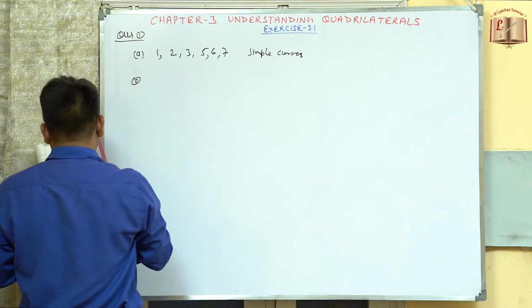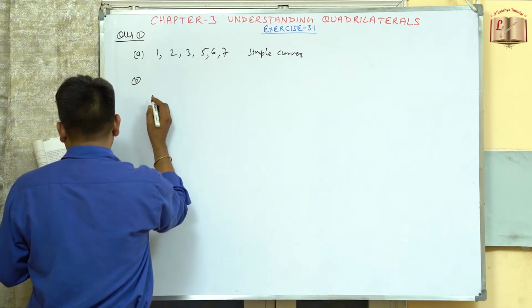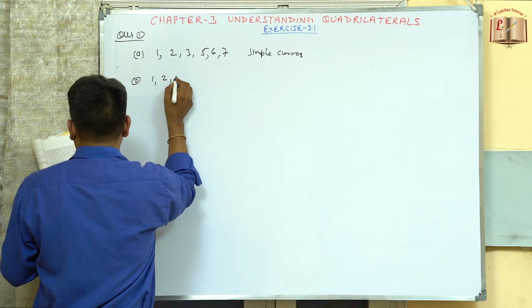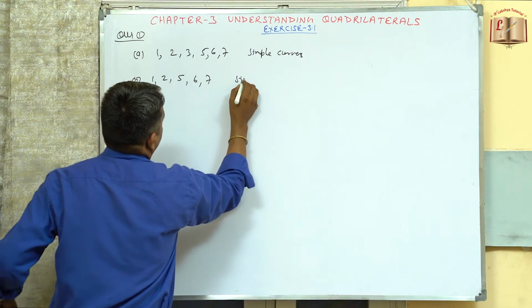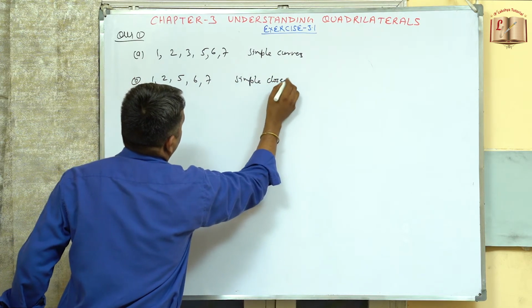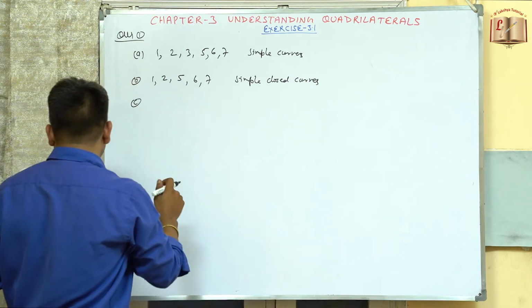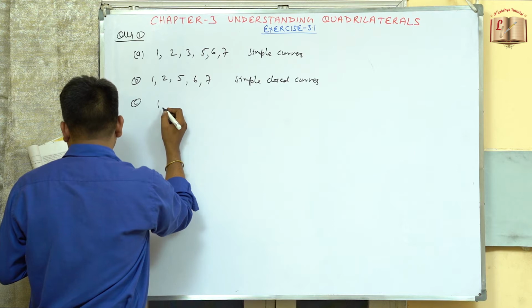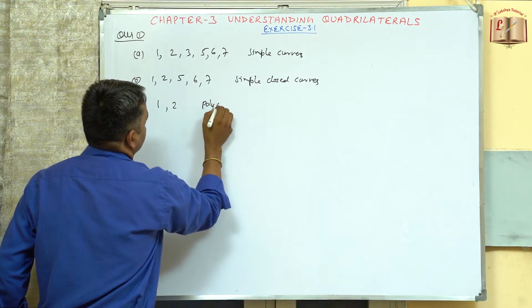Now coming to the B part, simple closed curve. So for simple closed curve, this is 1, 2, 5, 6 and 7. So they are simple closed curves. Now coming to the C part, polygon. So first one is polygon and the second one. So 1 and 2 they are polygons.